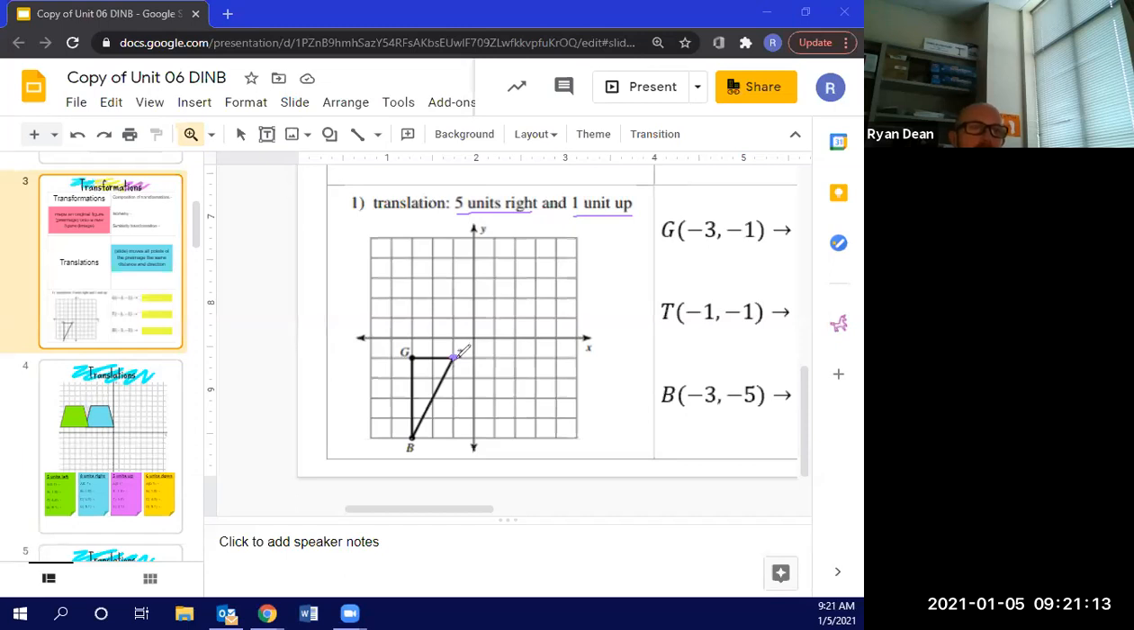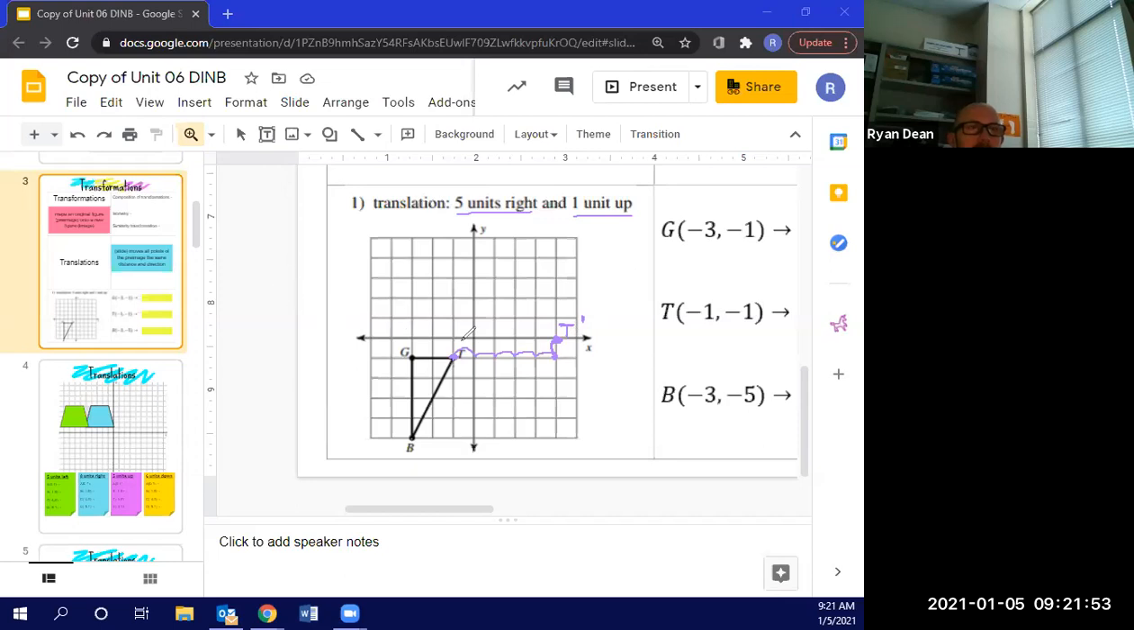So you can just count. We're on the grid here. So if I go 5 to the right, that's 1, 2, 3, 4, 5. So I went 5 to the right, and then I have to go 1 unit up. So I just hop up 1 space. So this right here is going to be T, but it's T prime. Okay, so the prime is just the letter with an apostrophe above it.